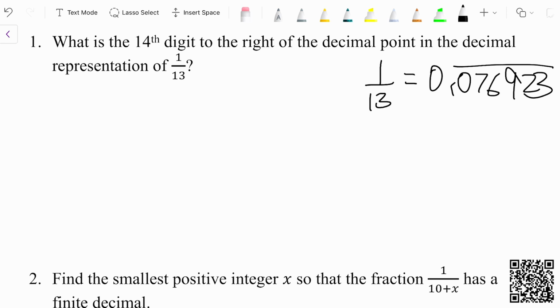So today's first question is similar to one I have done in the past. What is the 14th digit to the right of the decimal point in the decimal representation of 1/13? And for the sake of time, because nobody wants to see me divide out a 6-digit repeating decimal, the decimal representation of 1/13 is 0.076923, with a bar above the 0, 7, 6, 9, 2, and 3.